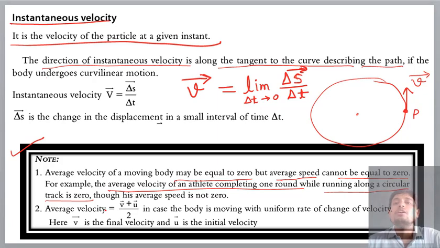Speed is distance upon time. Distance will be 2 pi r. Okay, so average speed will not be 0, but the average velocity for the journey may be 0.